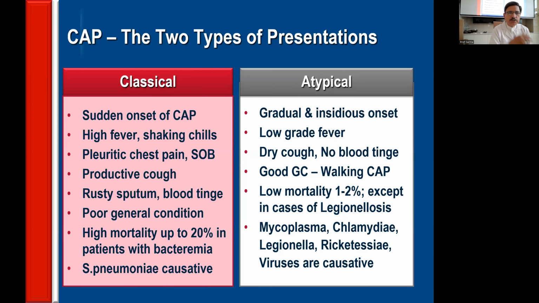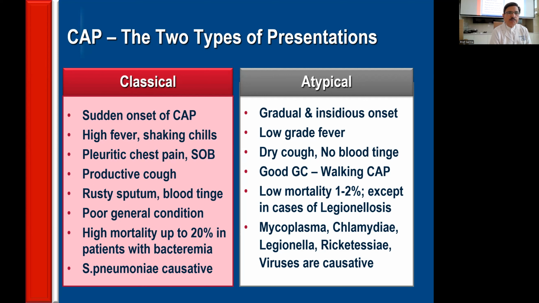Now, most importantly, there are two types of presentations. One is called the classical pneumonia, the other is called the atypical pneumonia. So what is classical pneumonia? Classical pneumonia is sudden onset of CAP, high fever, shaking chills, pleuritic chest pain, shortness of breath, productive cough, rusty sputum, blood-tinged sputum, poor general condition, high mortality up to 20% in patients with bacteremia. Usually Streptococcus pneumoniae is the cause.